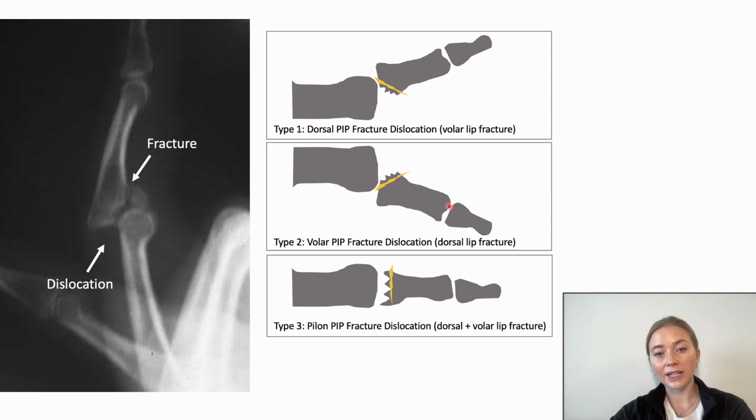Opposite to that is type 2, so it's a volar dislocation. The middle phalanx is displaced volarly, however, the fracture is on the dorsal lip. And then finally, you have the pilon PIP fracture dislocation, where both the dorsal and the volar lip are fractured, and the dislocation can be in any direction.